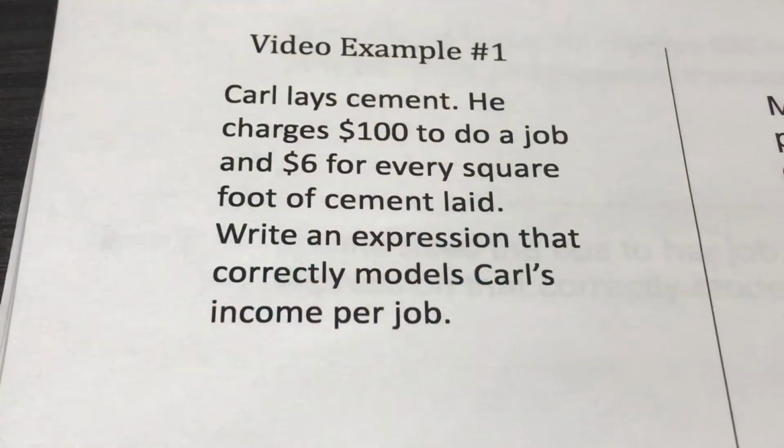So our first example says, Carl lays cement. He charges $100 to do a job and $6 for every square foot of cement laid. We want to write an expression that correctly models Carl's income per job. So he charges $100 no matter what to do the job. So that's 100.